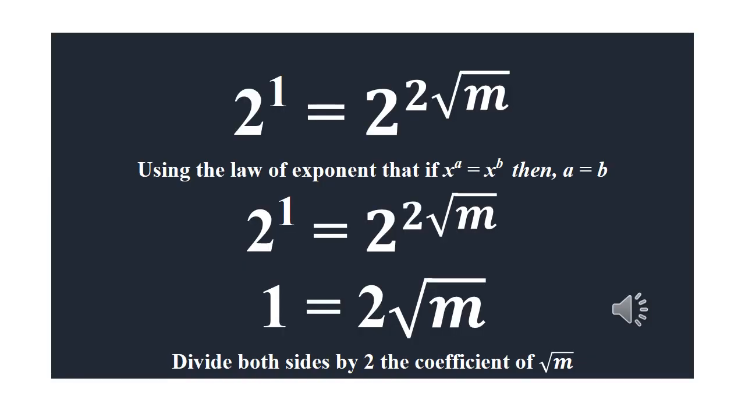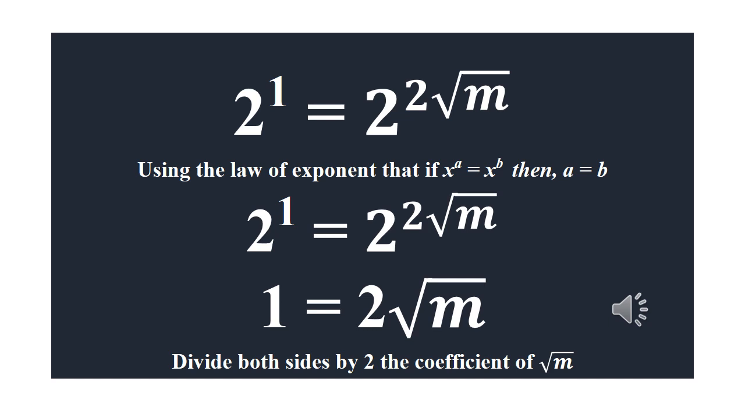So now we can break down 4 to 2 raised to power 2. That means we now have 2 raised to power 1 equals 2 raised to power 2 raised to power square root of m. So we use the law of exponents that says if x raised to power a equals x raised to power b, since they have the same base, we can cancel out the x and equate the powers, a equals b. So we can cancel out the 2, and equate the exponents: 1 equals 2 square root of m, or 1 equals 2 times square root of m.